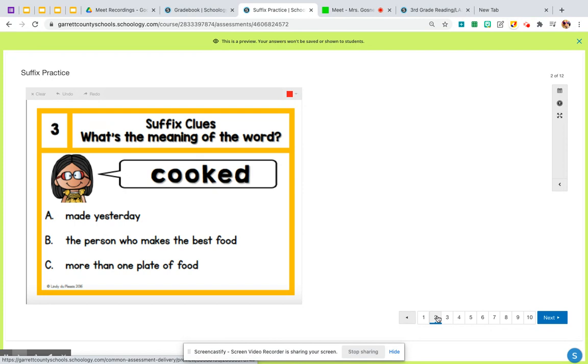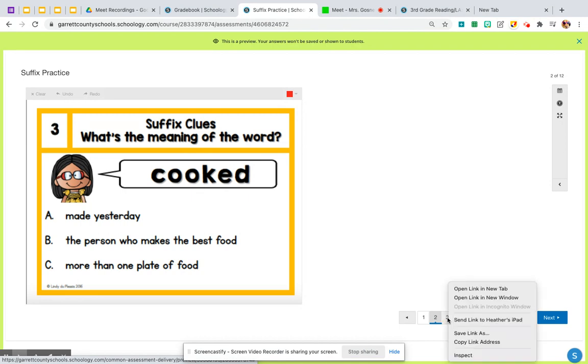Same with cooked. You should know what ed means when it is attached to a base word. So use that as a clue to tell you what cooked means. Does it mean made yesterday, the person who makes the best food, or more than one plate of food? And you have 12 of these to complete.